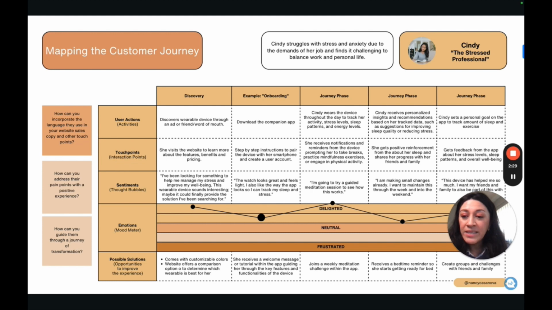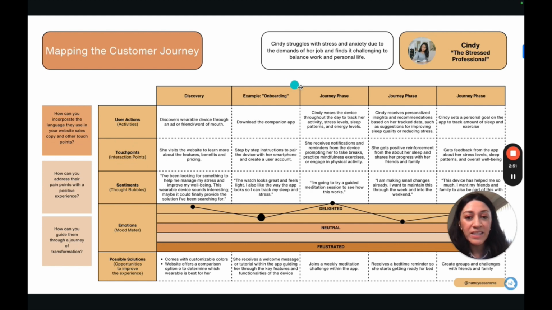And then you also want to be able to address their pain points with a more positive journey. It's like, hey, we know that this is happening to you, Cindy. Here's how this can help. And reframing it in a way that positions it in a very positive frame of mind. And then how can you guide them through this sort of transformation, the journey that they're looking for? How can you guide them?